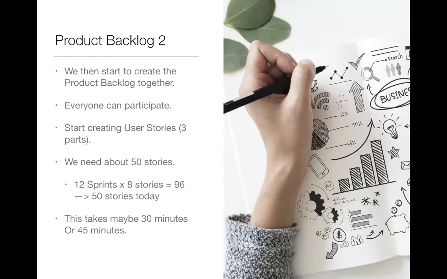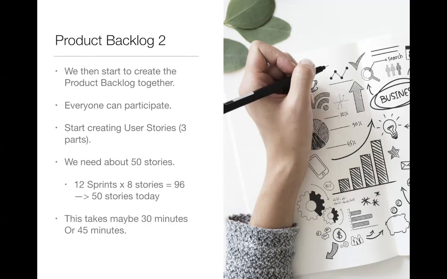Everyone gets the stickies, everyone gets a pen, everyone participates, or at least can participate. And I at least strongly recommend that they use the user story format, the 3 parts, the who, the what, and the why. As a role blank, I can do blank so that blank. So the user story format, and we build about 50 stories for the 6 months. So the 50 stories should, at least in our minds, cover the full 6 months of work.